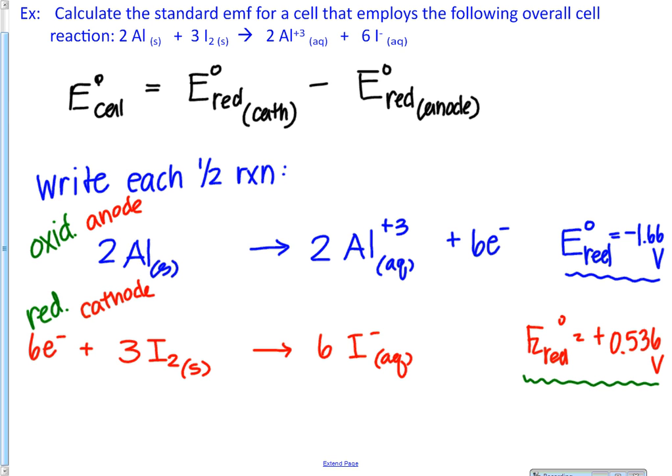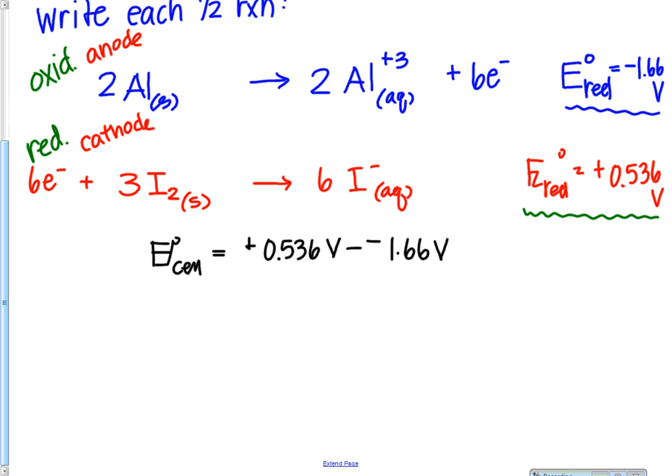So to find the E cell for this particular reaction, I'm going to take the cathode minus the anode value. So a positive 0.536 volts minus a negative 0.166 volts. Now be very careful. I know this is simplistic math, we're just subtracting, but you would be surprised to hear how many kids will forget that when you subtract a negative, you're really adding. So we get a cell potential of 0.702 volts on this particular problem.